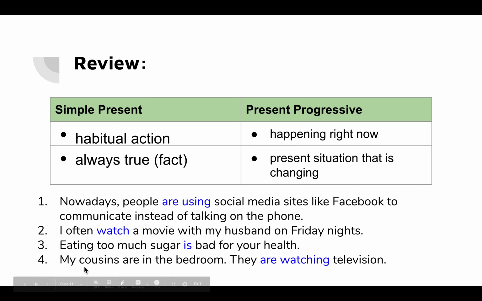So I have 4 sentences down here. I'd like you to read through the sentences and then ask yourself, for example, number 1 uses present progressive. So we're gonna look over here and ask yourself, which rule does this sentence fit? Okay. For example, let's do number 1 together.